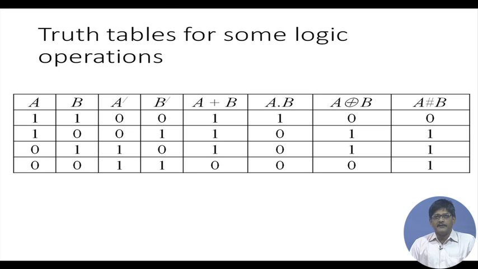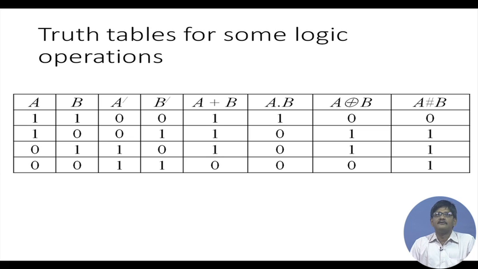A XOR B gives another relation. It says if either A or B is 1, but not both, then the result is 1. So, even if both of them are 1, then also it does not return 1. It is called exclusive OR.